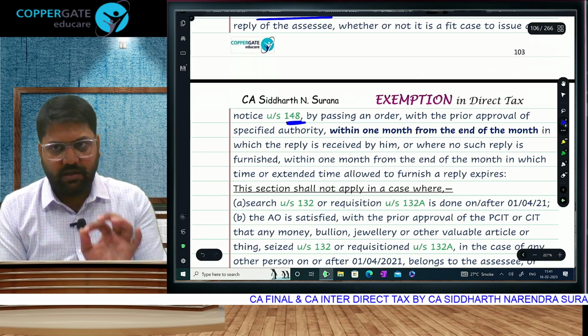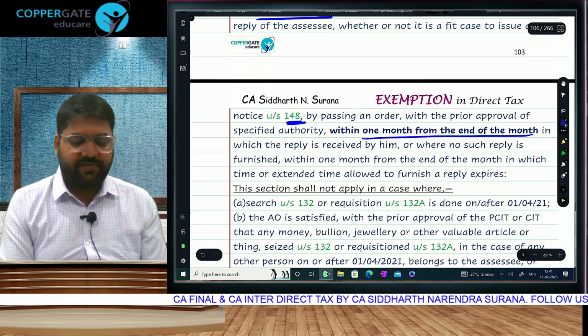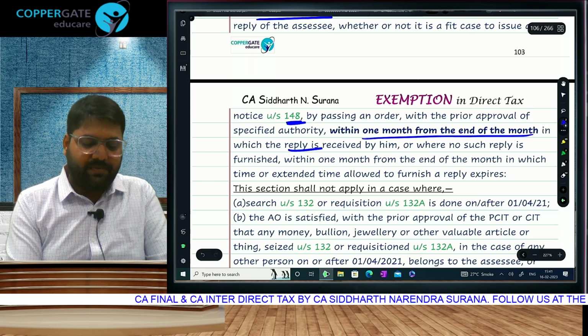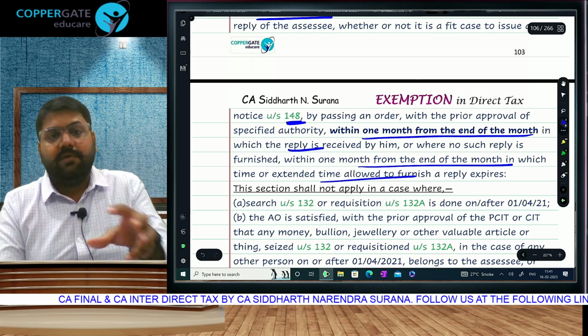So before giving the notice, this procedure has to be followed, and this order has to be passed within 1 month from the end of the month in which the reply is received, or if no reply is received, then 1 month from the end of the month in which the time expires.